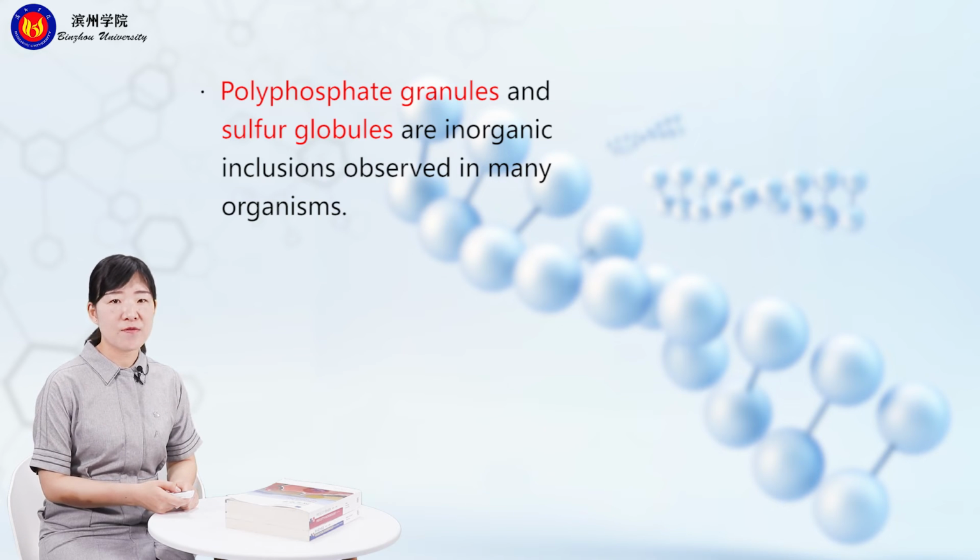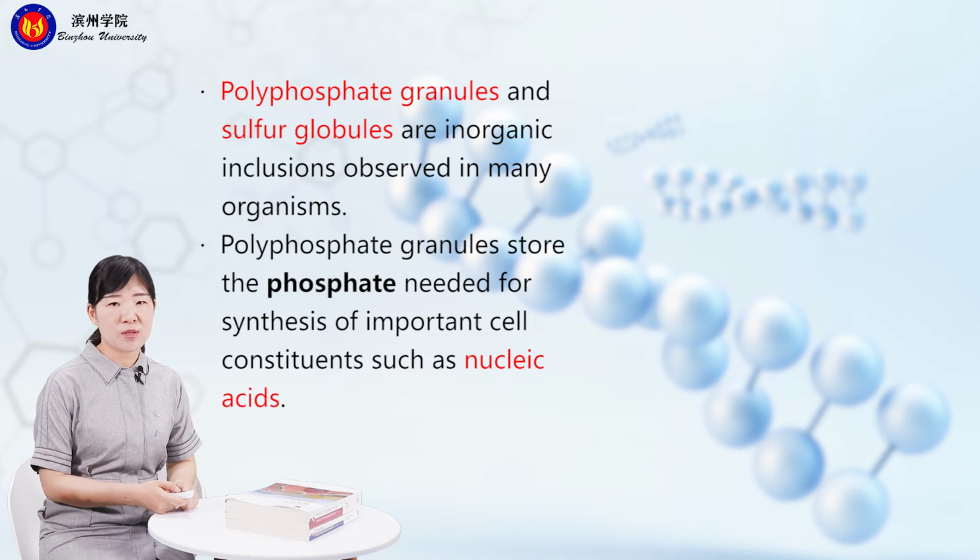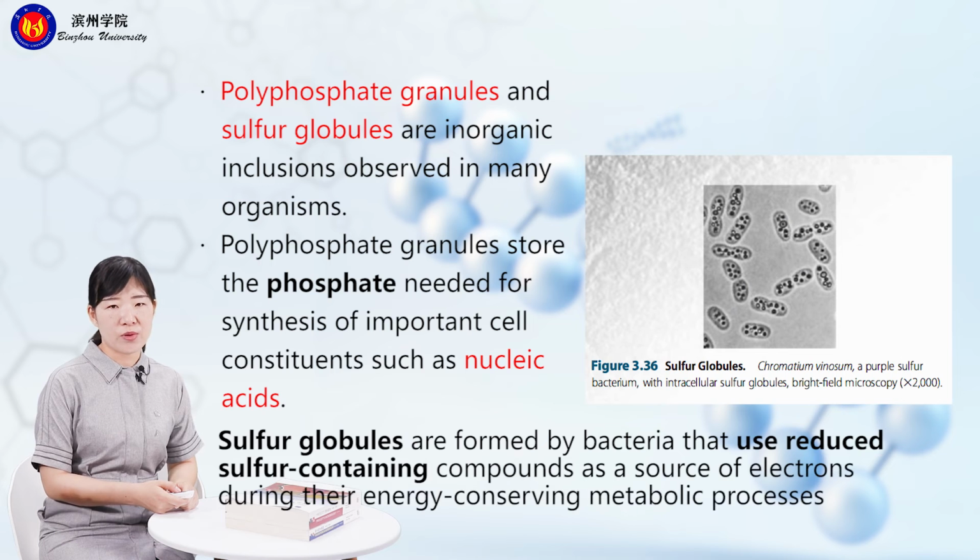Polyphosphate granules and sulfur globules are inorganic inclusions, observed in many organisms. Polyphosphate granules store phosphate needed for synthesis of important cell constituents, such as nucleic acids. The sulfur globules, you can see them in the picture. They are formed by bacteria that use reduced sulfur-containing compounds as a source of electrons during their energy-conserving metabolic processes.